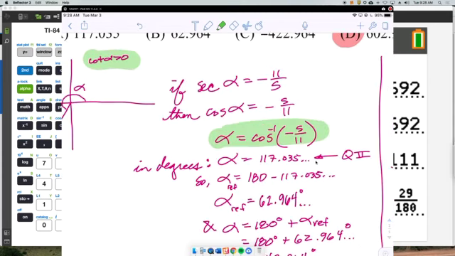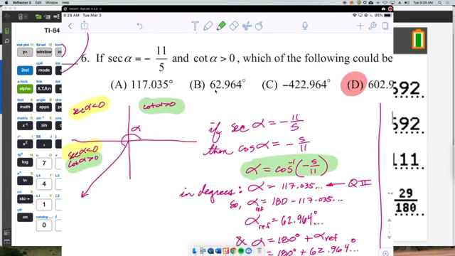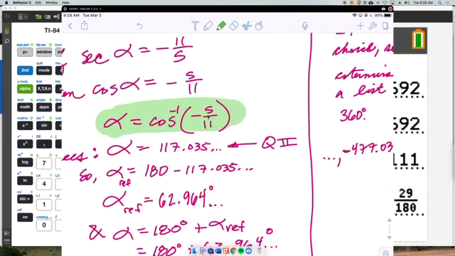This is what I need to see tomorrow. If I don't see that, you're not going to get credit, okay? Alpha equals inverse cosine of -5/11. Now, what mode should we be in? Well, look at your answer choices. What are they all in? Degrees. So in degrees, when you take the inverse cosine of -5/11, it gives you 117.035.